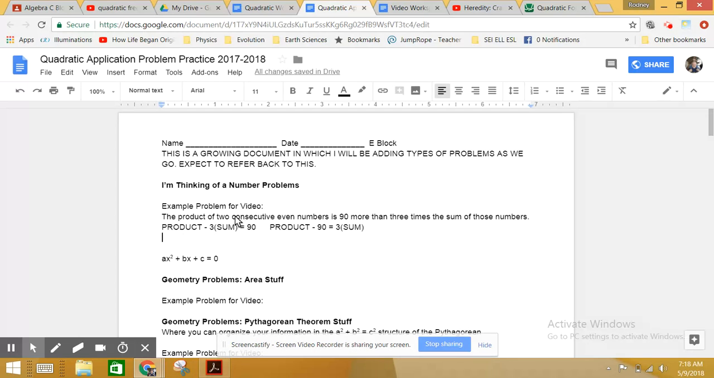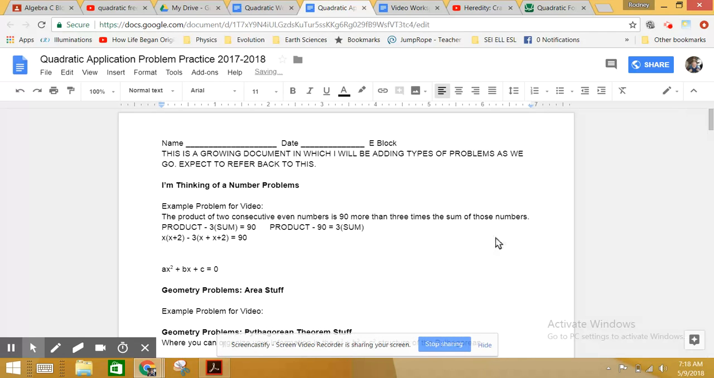So I'm going to go ahead and organize this. I'm going to first deal with the product of the consecutive even numbers. So my first even number we'll call x. My next even number is 2 more than x, because all even numbers, if you go in a sequence, it's plus 2, plus 2. So x plus 2. So that's my product. And then I'm going to subtract 3 times the sum of those two numbers. Well, my two numbers are x and x plus 2. So that's my sum. And now that all equals 90.